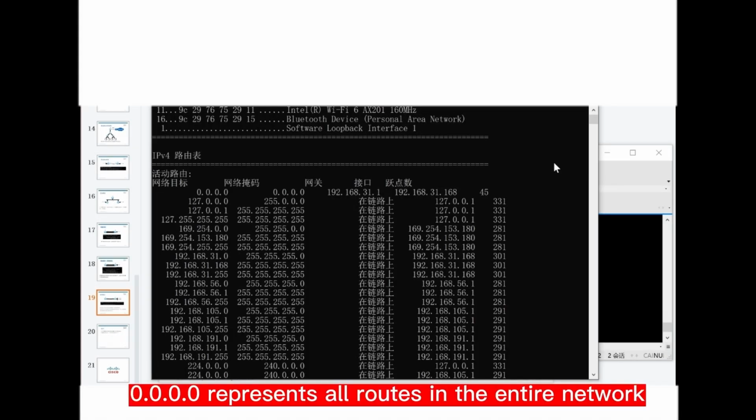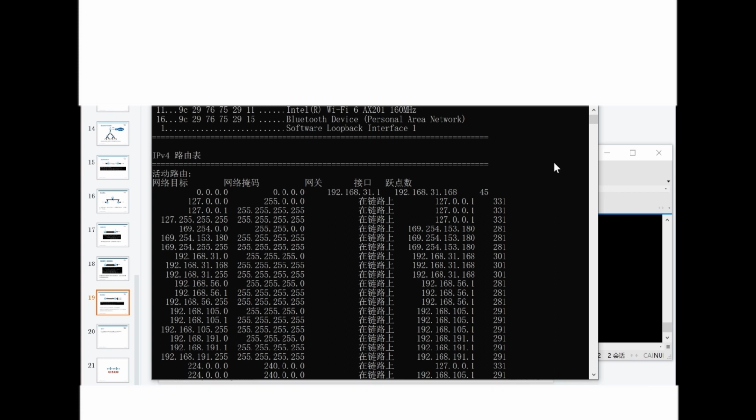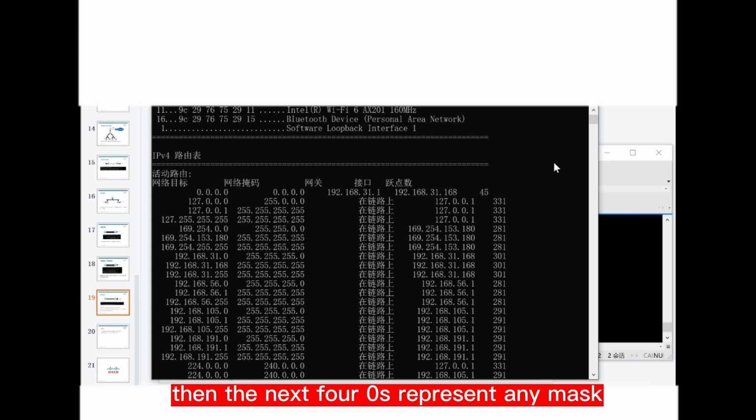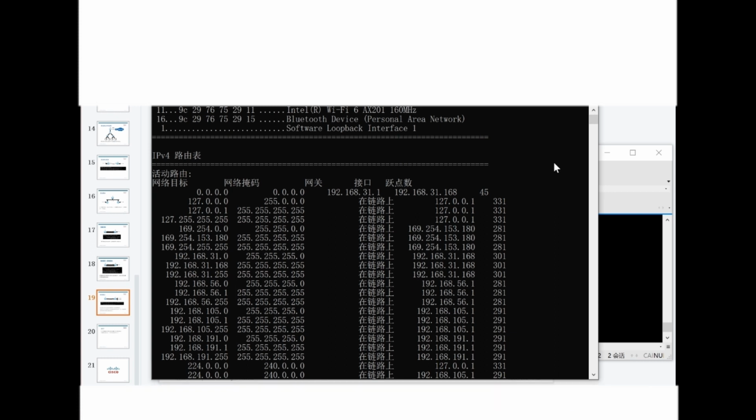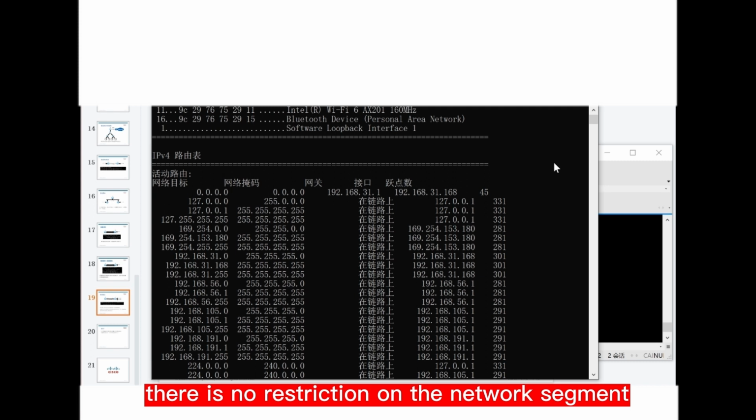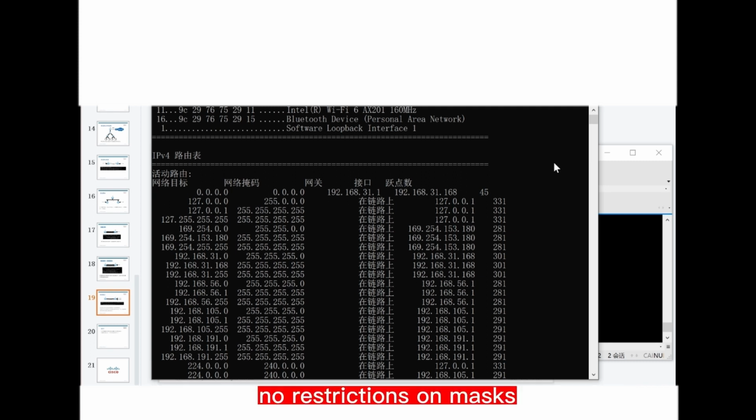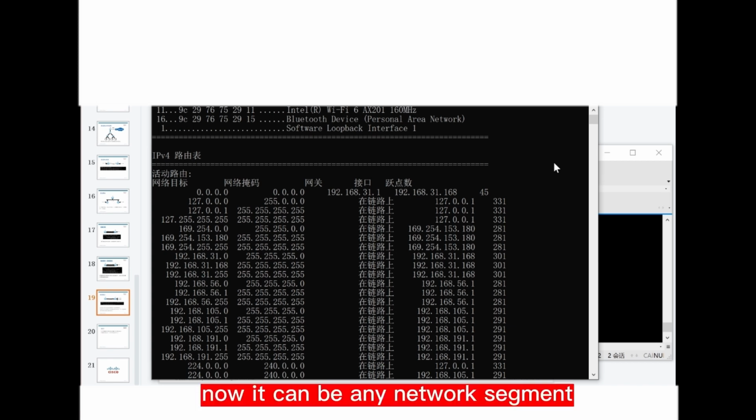0.0.0.0 represents all routes in the entire network. Then the next 4 zeros represent any mask. There is no restriction on the network segment. No restrictions on masks, because it is the combination of IP address and mask that defines the network segment. Now it can be any network segment.